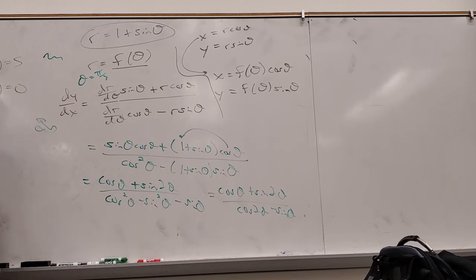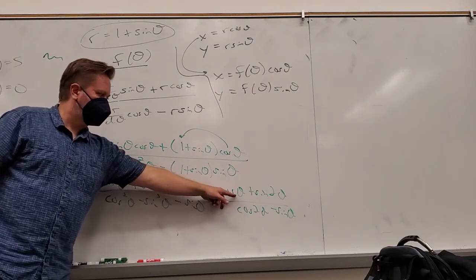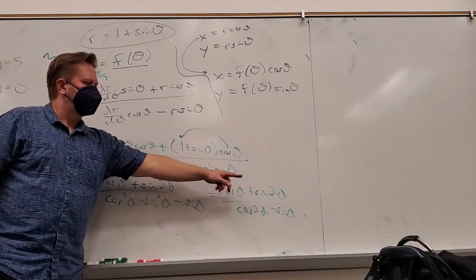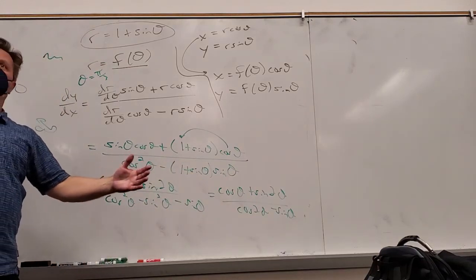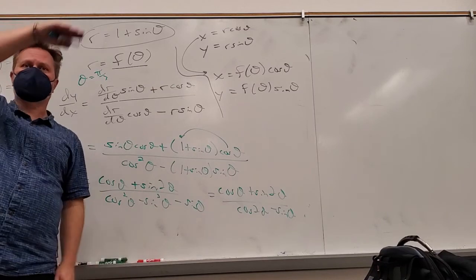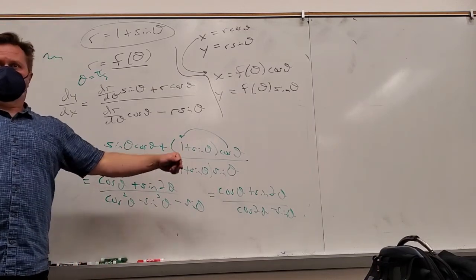Yes? So you're plugging pi over 3 in, yeah. Okay. Cosine of pi over 3 is 1/2. Sine of 2 pi over 3 is going to be square root of 3 over 2. You're in the second quadrant. And so forth. Maybe?